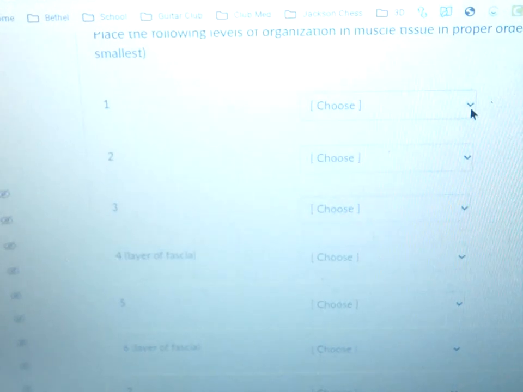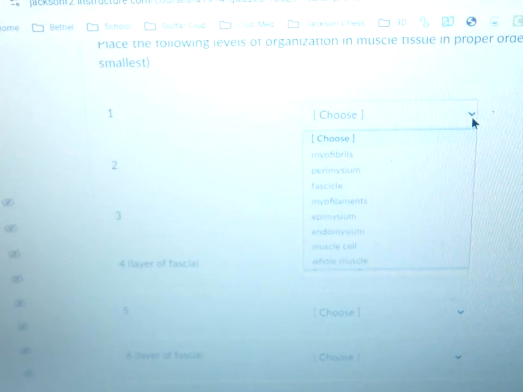So, what is the smallest level here, folks, that we're dealing with? The tiny little muscle proteins. What do you like for that? Go ahead, Ryder. It's not yet. We're going to go a lot smaller.